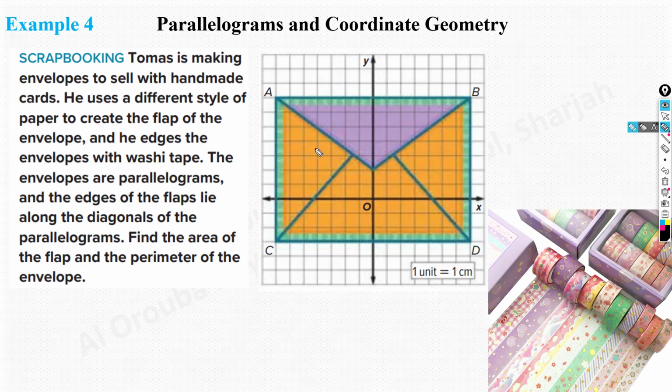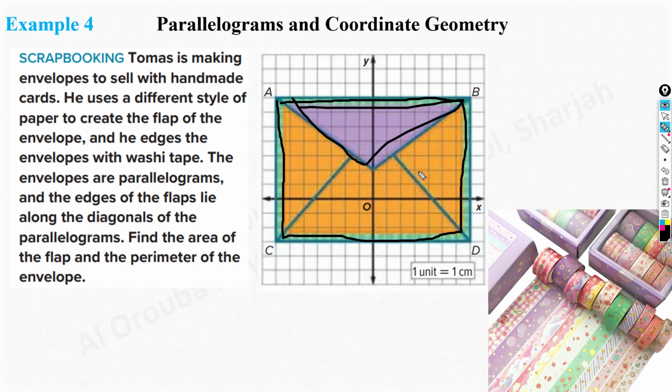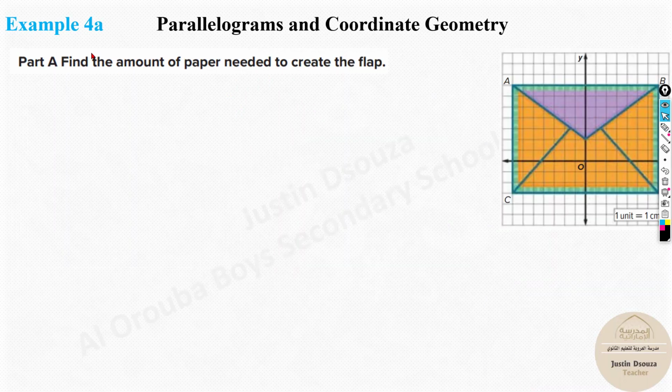And now here the envelope is a parallelogram. Okay, and then you can see the flaps that lie along the diagonal of the parallelogram, and we need to find the area of the flaps and the perimeter. Now can you see over here, this is also covered by the tape. So we need to know the perimeter. That means the tape will be covering the perimeter and this flap. So you have a two-part question. The first part is find the amount of paper required for this flap. That is, if you see carefully, this triangle is there, right? This is what you need to find. There are various ways to do it, but I'll do the easiest way possible.